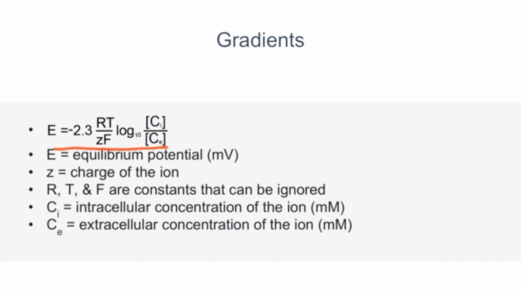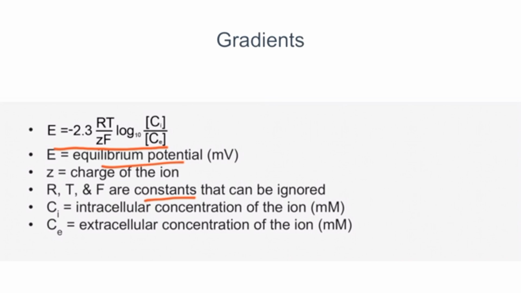So here is the equation, and E is the equilibrium potential measured in millivolts. Z is the charge of the ion. For example, if we were calculating the equilibrium potential of sodium, then we'd use +1 because sodium has a +1 charge. Likewise, if we were calculating the equilibrium potential of chloride, then we'd use -1, or if we were calculating calcium, then we'd use +2. R, T, and F are constants that can be ignored for step 1. And Ci is the intracellular concentration of the ion, and Ce is the extracellular concentration of the ion.